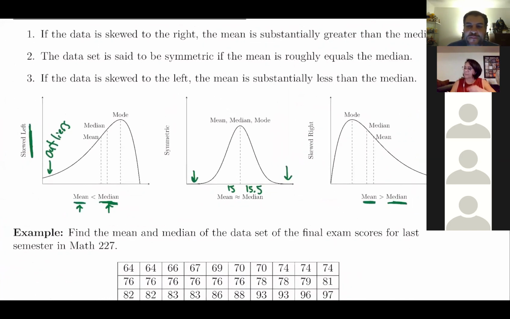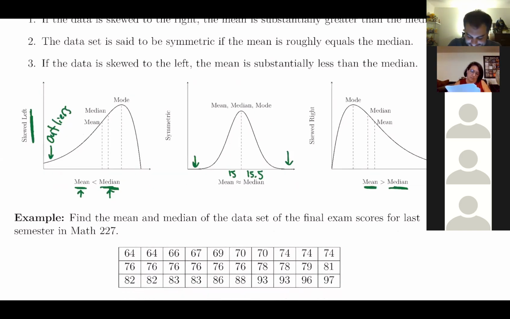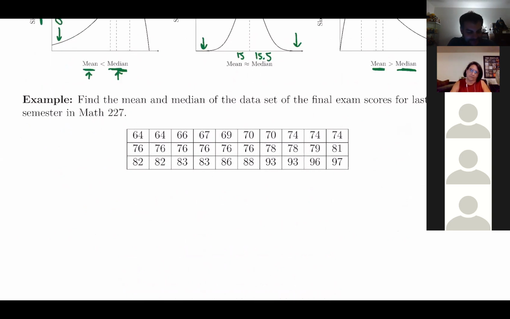Just by knowing the mean and the median, we can already tell what type of shape we should have in our distribution. All right, any questions in regard to that before we follow through and do a problem? All right, let's go on to the problem. So what I want you to do, take a minute and find me the mean and the median of this data set.